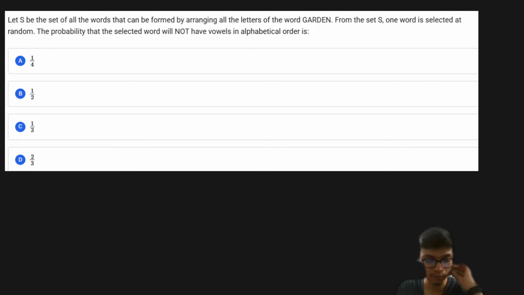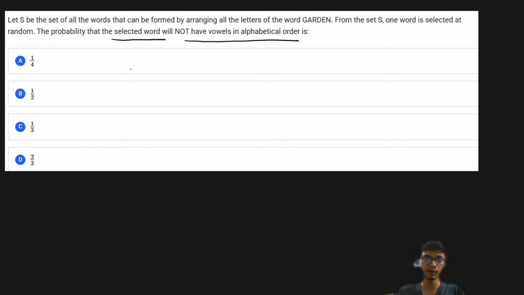The next problem is talking about S, which denotes the set of all the words that can be formed by arranging the letters of the word garden. By interchanging all the letters of the word garden, I am getting a number of words. From that set S, one word is selected at random. What is the probability that the selected word will not have the vowels in the alphabetical order?